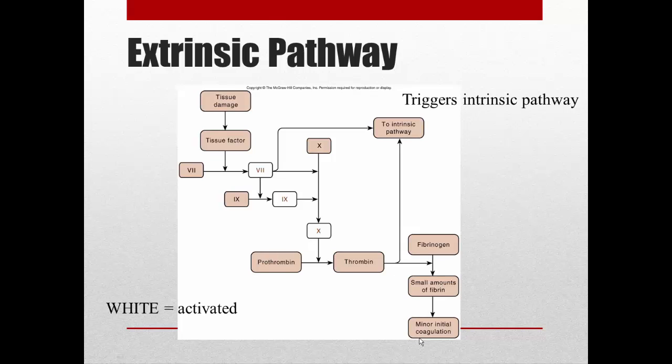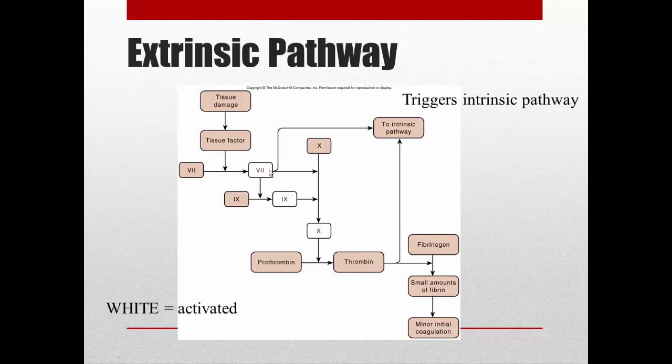Down here, this is going to be our common pathway. Once factor 10 is activated, it is involved in getting prothrombin converted to thrombin. Thrombin in turn converts fibrinogen into fibrin. Well, it only makes small amounts of fibrin, and I'll come back to why, later. But again, to review: tissue factor gets 7 to be activated, 7 in turn activates 10, 10 converts prothrombin to thrombin, and thrombin converts fibrinogen into fibrin.